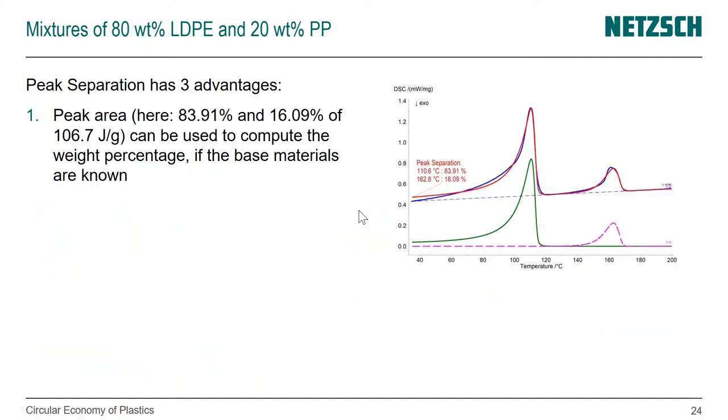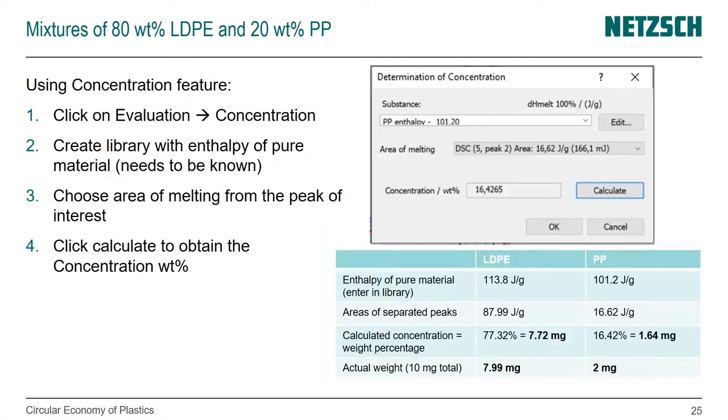And this is important. It gives us three advantages. The peak area can be used to compute the weight percentages if the base materials are known, so if we know the LDPE and the PP. And now let's see how we can do that. We have a concentration feature that we originally created for impurities in metals. So you have to tinker a little bit with it to get what you want.